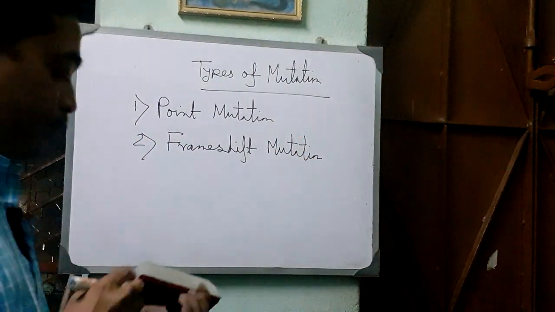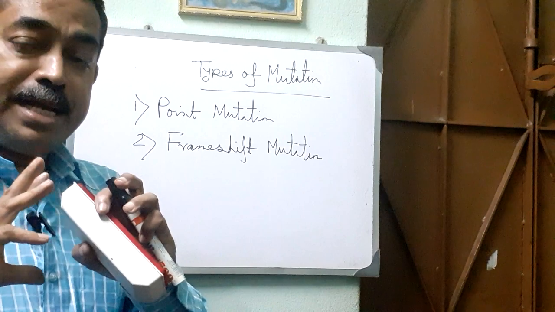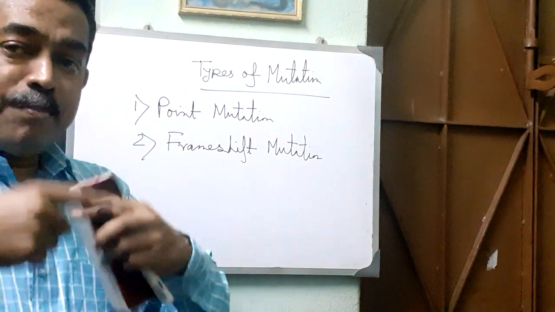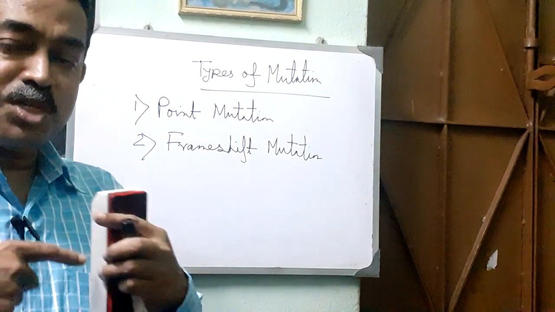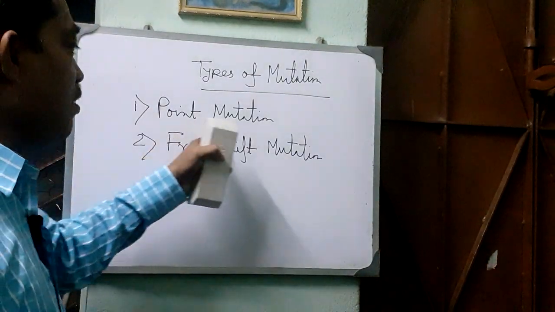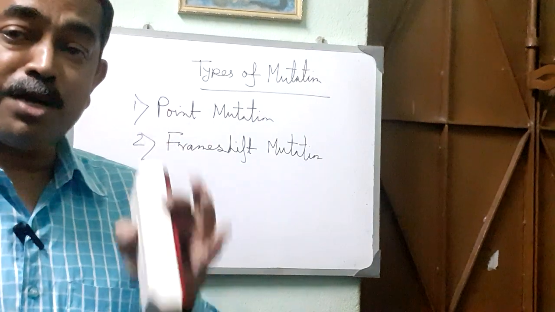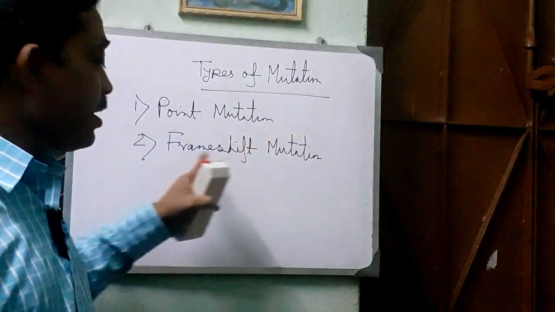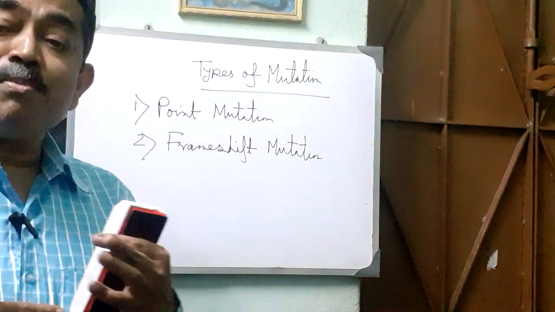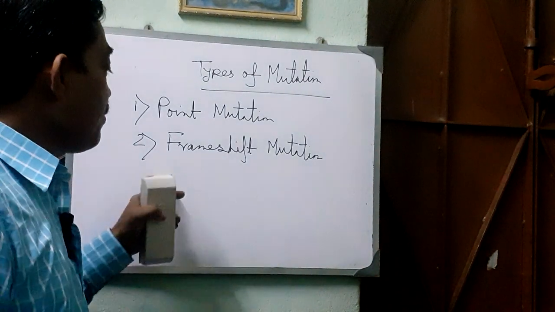So there are mainly two types of mutation. In point mutation, what happens? Any nucleotide, either a purine base or a pyrimidine base, will be interchanged. It will be substituted by another purine or another pyrimidine base. On this basis, it is called point mutation. Substitution of a base pair or nucleotide is called point mutation. And frameshift mutation is any deletion or insertion of nucleotides in the existing genetic material. So this is called frameshift mutation.